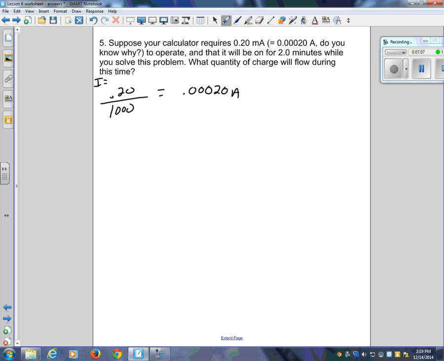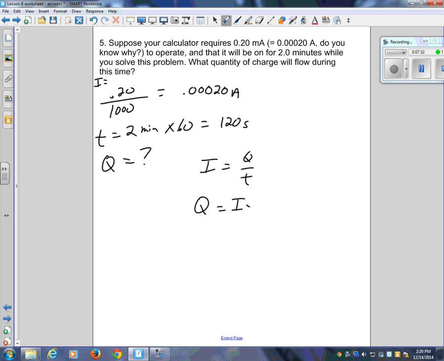It's going to be on for 2 minutes. T is equal to 2 minutes. We're going to need to convert that to seconds by multiplying by 60, 120 seconds. And we are looking for charge, Q. Q is equal to question mark. Write the formula, I equals Q over T. Write it as the Q form. Q equals I multiplied by T. If you want to leave out the little multiply sign, that's certainly acceptable.